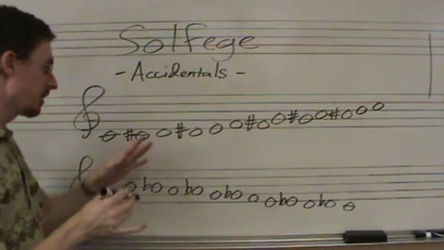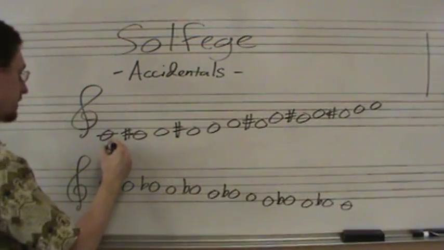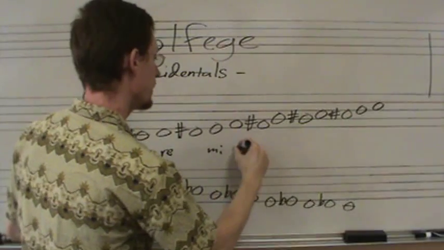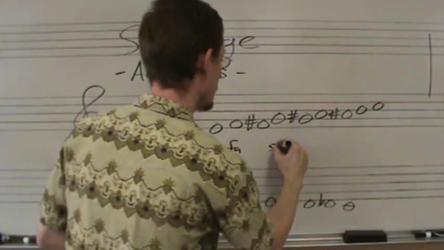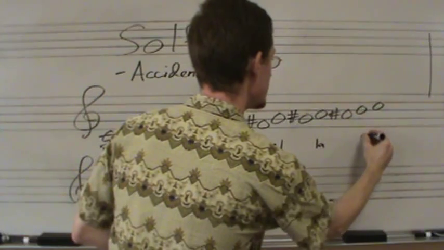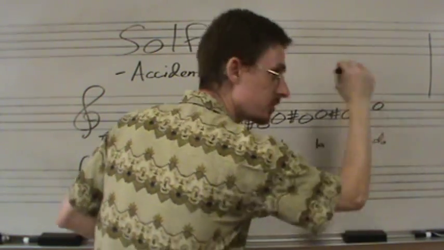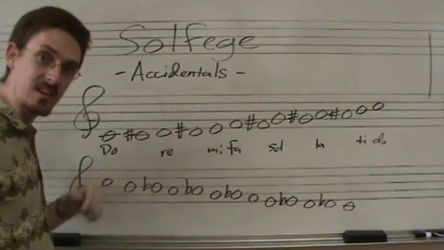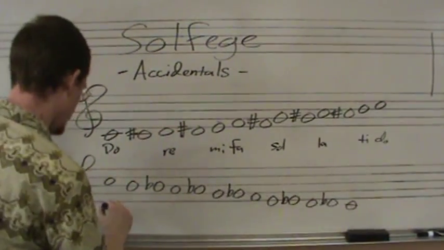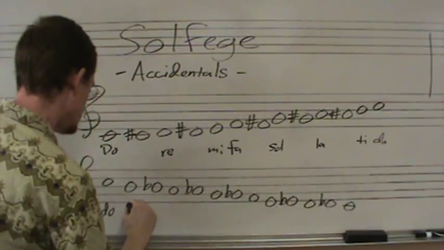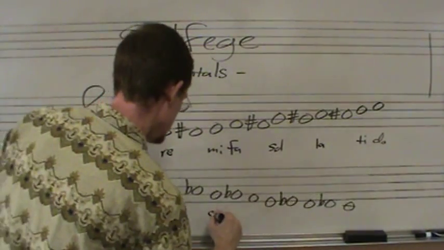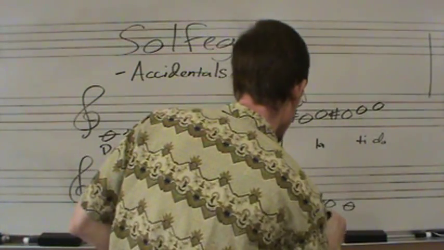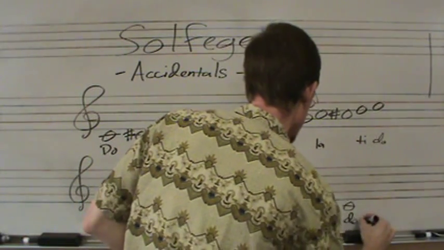And let's start with the solfege syllables that we already know. Do, re, mi, fa, sol, la, ti, and then back to do. And let's do the descending one. Notice I'm ascending using sharps and descending using flats. The reason why will become apparent in a moment. Do, ti, la, sol, fa, mi, re, and do again.